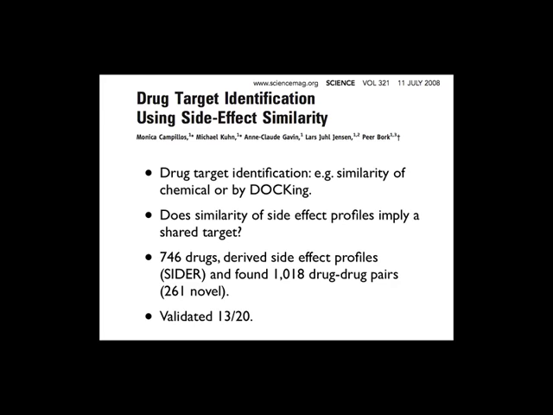But what this paper asked is, can we use that resource of side effects in order to find a shared target? So what the authors did in this paper is took 746 drugs, derived their side effect profiles from that database, and then found drug-drug pairs which were suggestive of sharing a target. And 261 of those were novel, and then they went ahead and actually validated those by doing experiments.